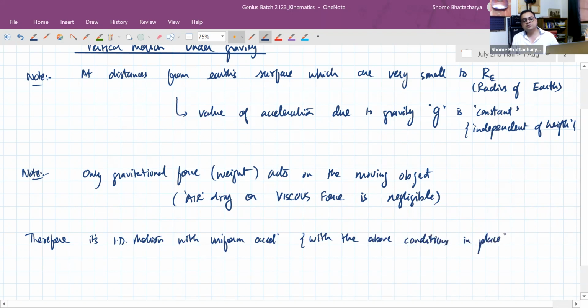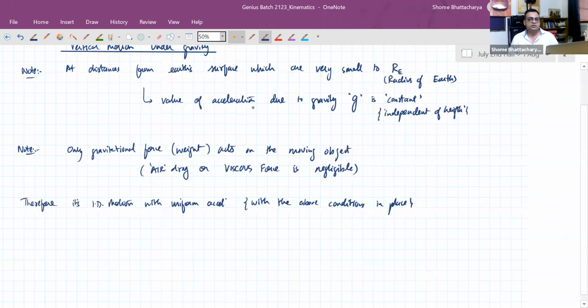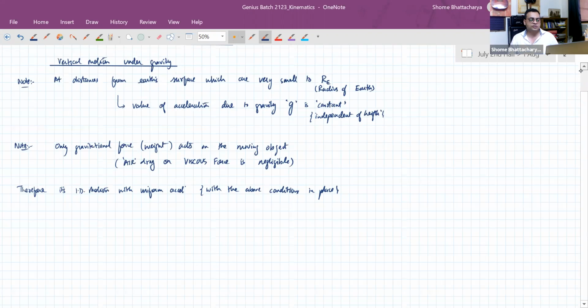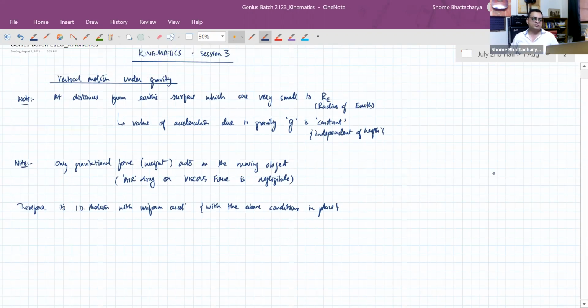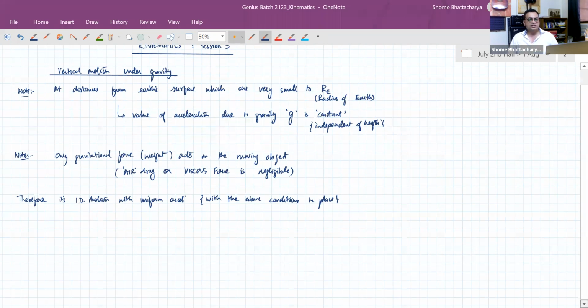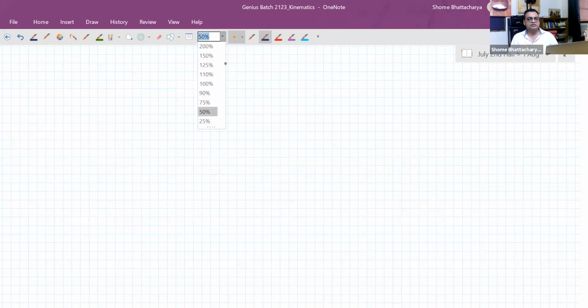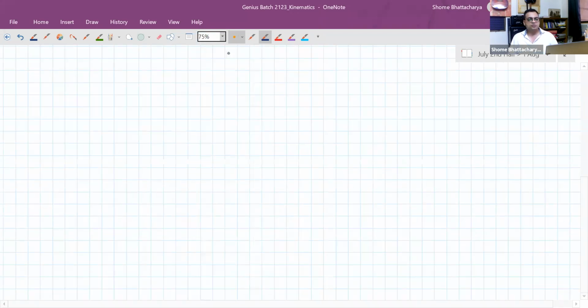The above conditions are in place. That is, the distance we are talking about from the surface of the earth is not comparable to the radius of the earth. It's very small. And the other thing is that we can neglect any other force apart from gravitational force, like air drag or viscous force. Then we are fine with this assumption that it is a one-dimensional motion with uniform acceleration. Okay. So having understood the conditions under which we are doing this discussion, now let's move forward.